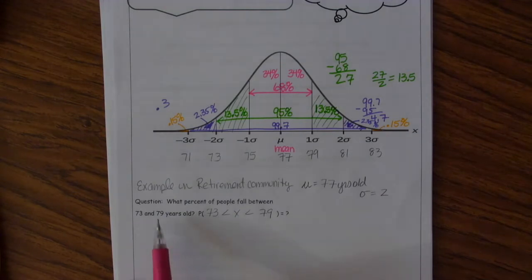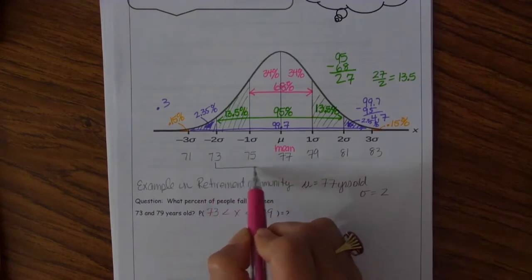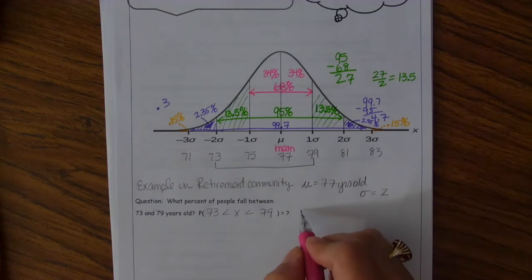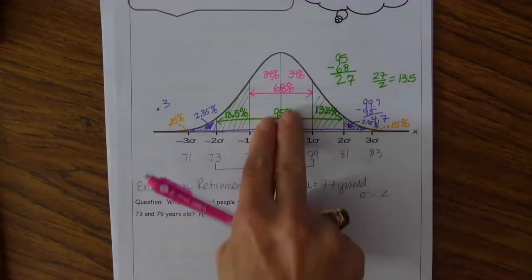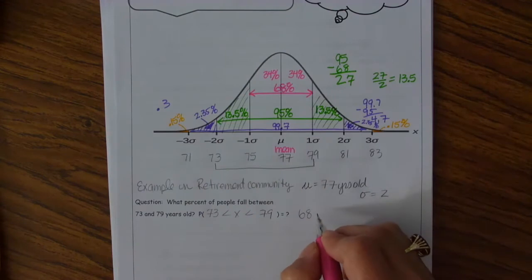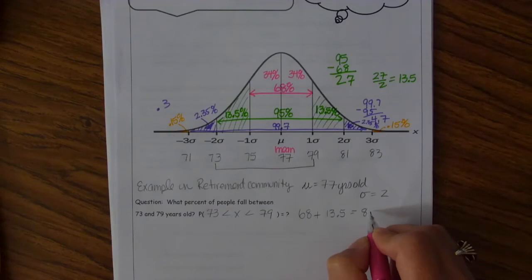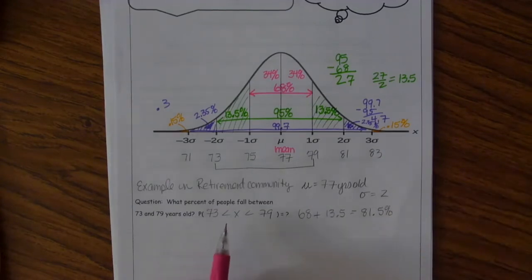Yeah. So what percent are between 73 and 79? That's from here to here. Well, from 75 to 79 is what? 68%. Those are my white blocks. And then this one is 13.5. 81.5. So this tells me that 81.5% of the people in this community are between the ages of 73 and 79. Does that make sense?